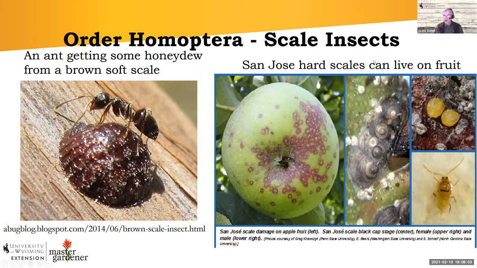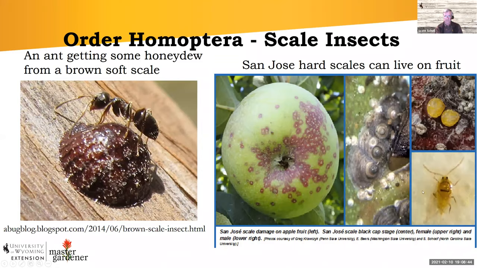And then you have the hard scales, which feed on different tissue. In this case, they attach to an apple, which essentially makes it unsellable if you were trying to grow apples for sale. They secrete a hard waxy coating that provides them protection from control measures and predators and parasitoids. When they go to mate, the males will molt and come out from underneath their scales, and they have the ability to move around. They look more like an insect then, but the females, once they've attached their mouth parts, don't leave that particular position.